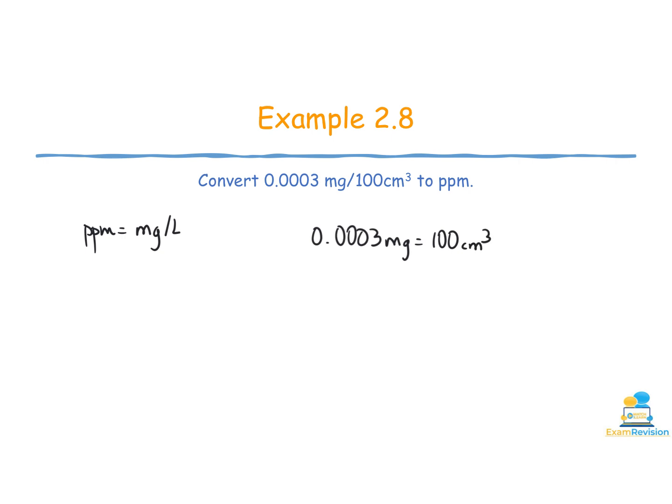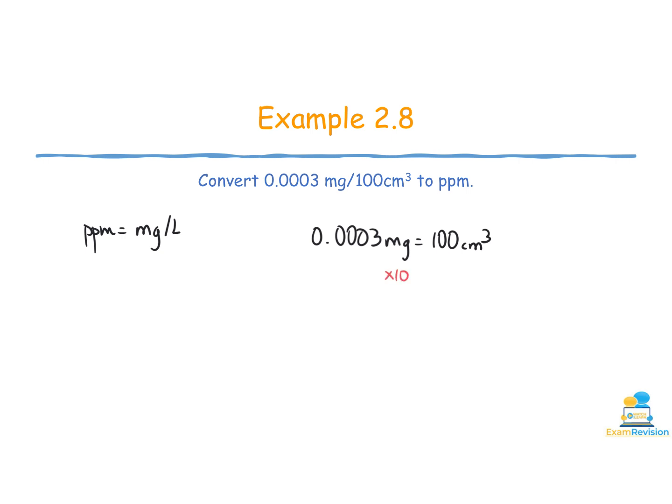What I need to do is make sure that it's in milligrams and in litres. At the moment, I do have milligrams, but I don't have litres. I have centimetres cubed, and I have 100 centimetres cubed. The only thing I need to do to make this milligrams per litre is change the centimetres cubed into litre. And to do that, because I have 100 centimetres cubed, I just need to multiply both sides by 10.